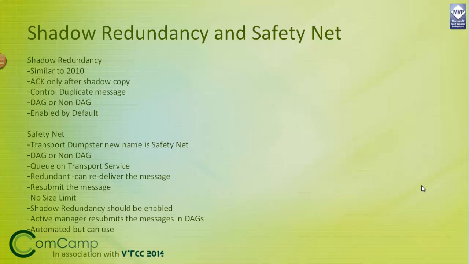In Exchange 2013, the transport high availability is more than just a best effort for message redundancy. Exchange 2013 attempts to guarantee message redundancy. Safety net does not have any size limit, but number of days is the limit, which we can set. By default is 2 days. Safety net is automated and no manual effort required.